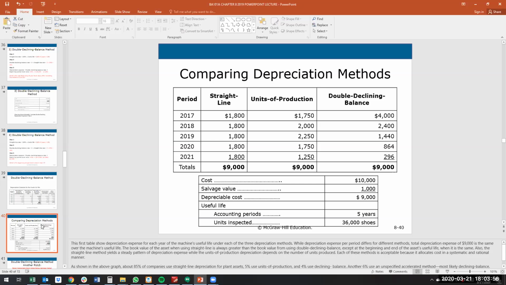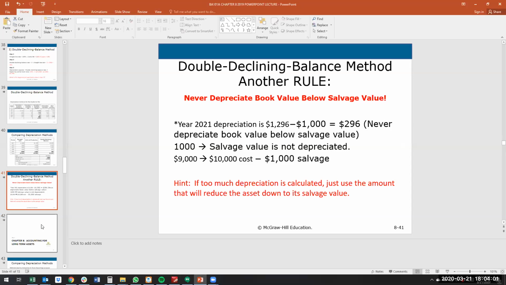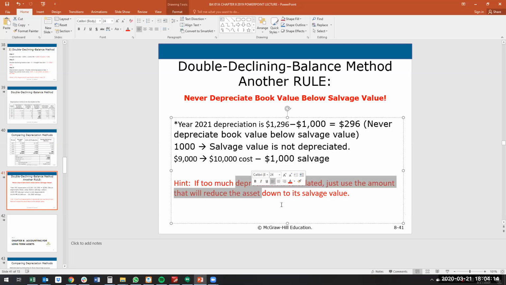Don't get me started. So there's other methods of depreciation too. We're not going to be covering them too much today. You will get them under your future accounting education. Another rule. Oh, we talked about this. And if too much depreciation is calculated, just use the amount that will reduce the asset to salvage value.